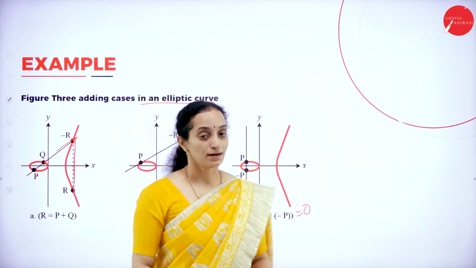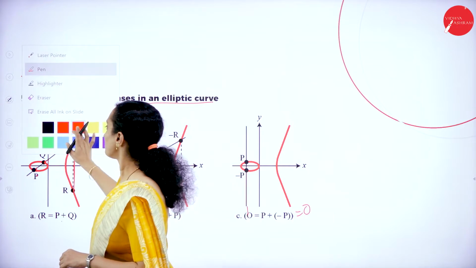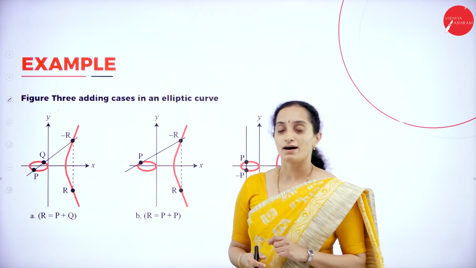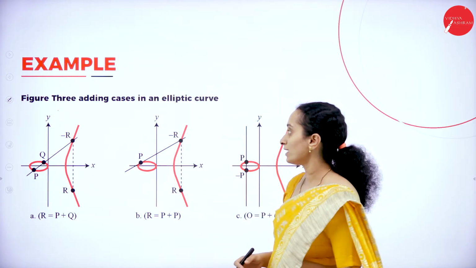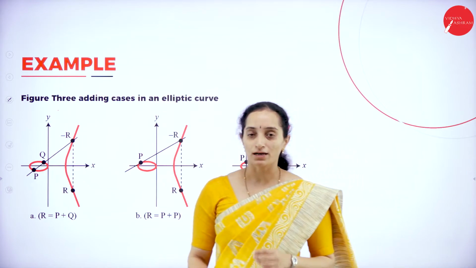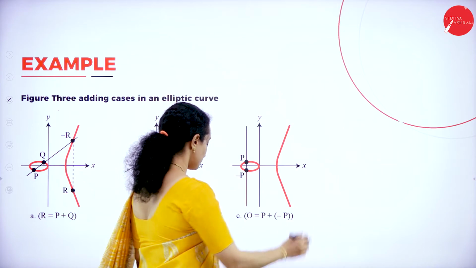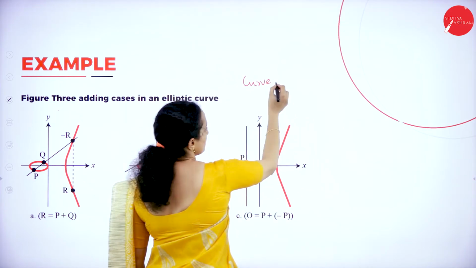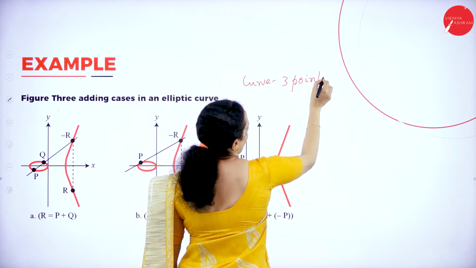Let's see the rules of addition in the elliptic curve crypto system. We can see the rules of addition in the elliptic curve crypto system, which uses only real numbers. What are the rules of addition? The first rule is that the 3 points will be joined by a straight line.